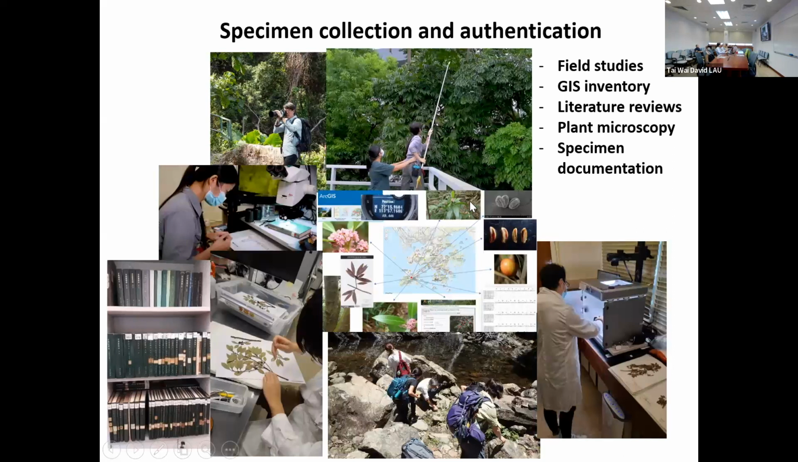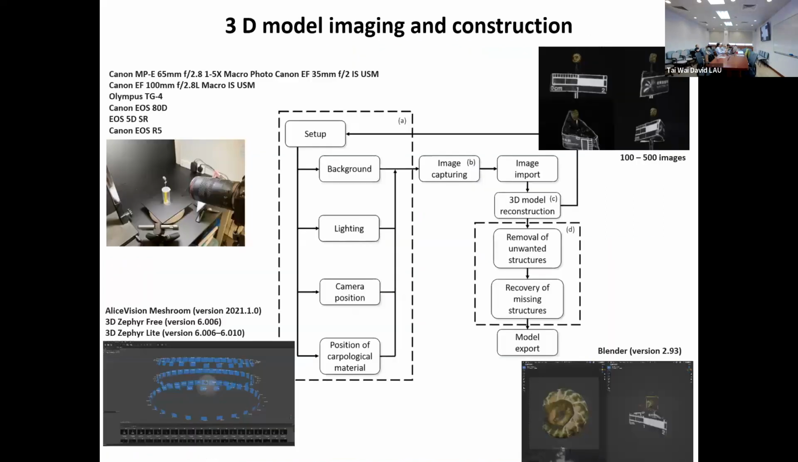First of all, regarding the specimen collection, we conduct our collection focusing on some important species, local species, taking the field record and fulfilling all the GIS inventory, and also conduct a thorough plant literature review, microscopy, and document the specimen in digitized form. When we finish all these specimen-related documentation, we go into the core part. That's much more difficult for us.